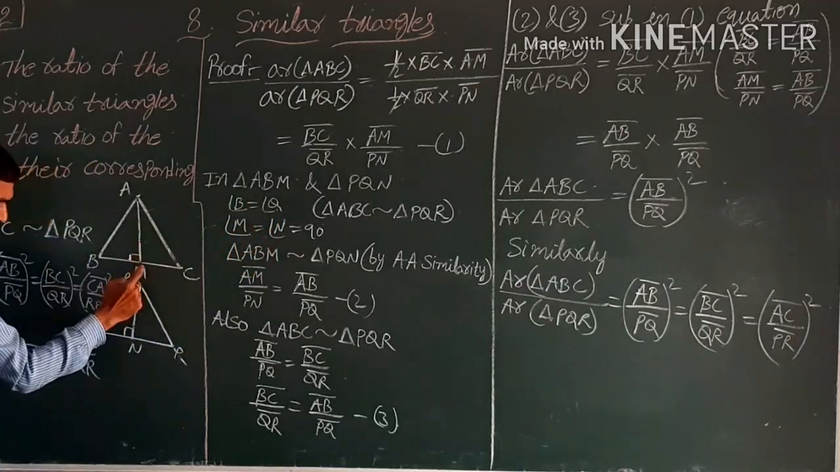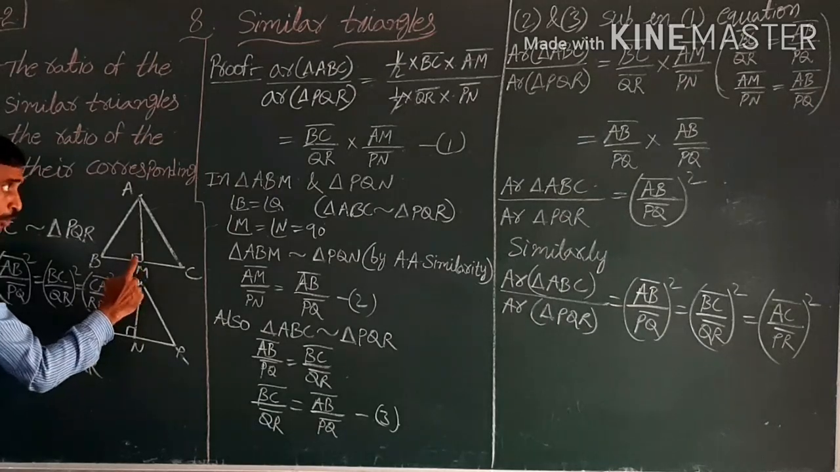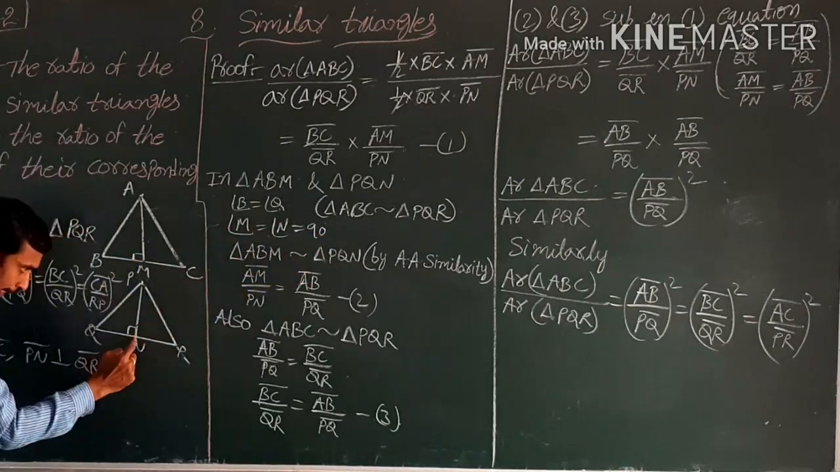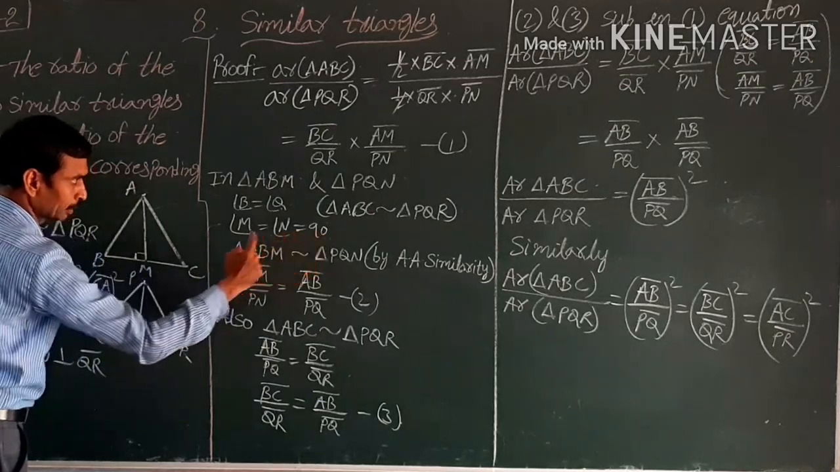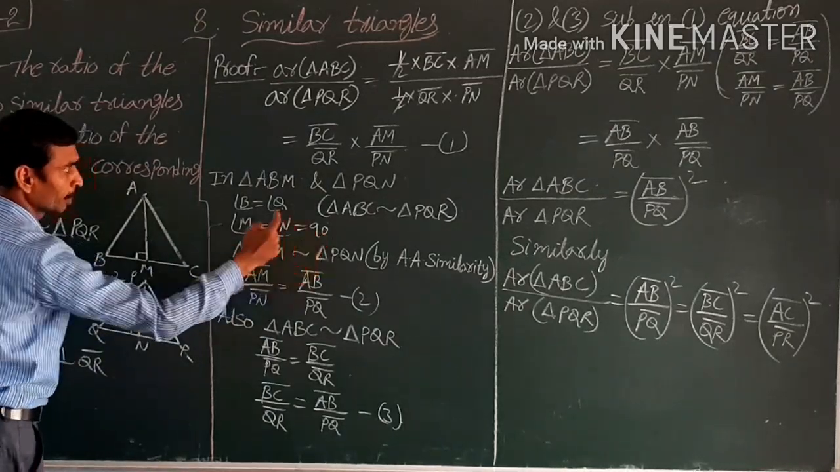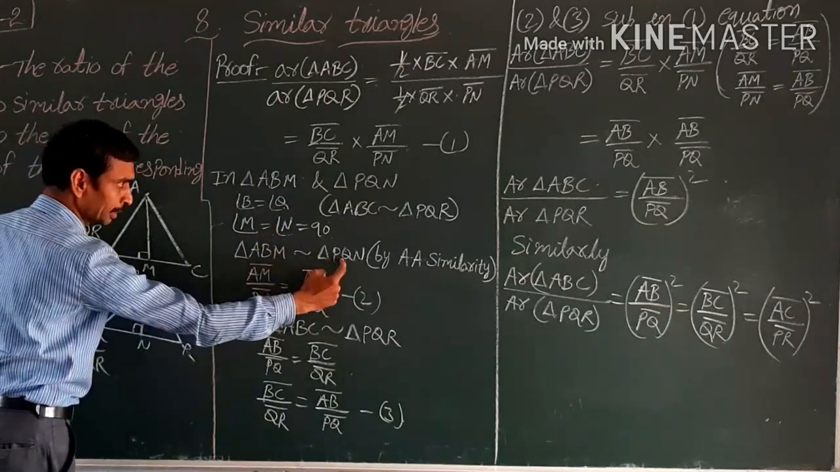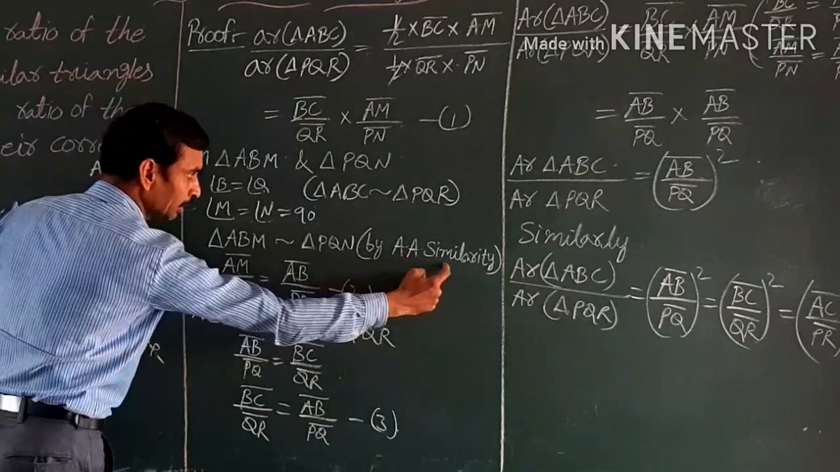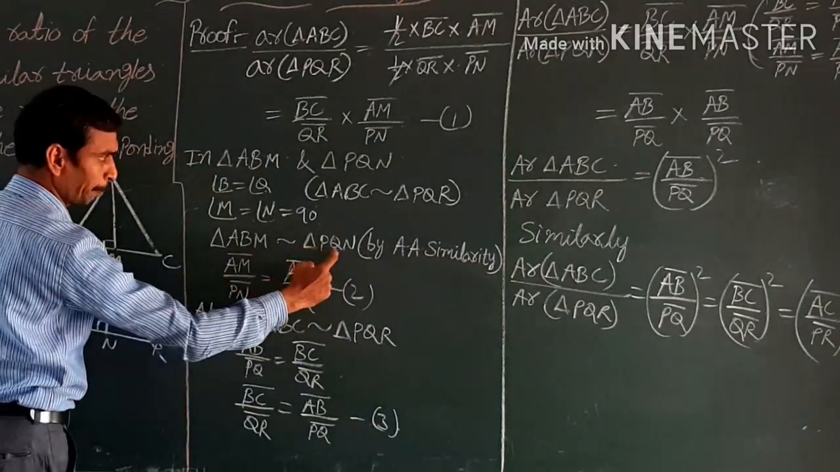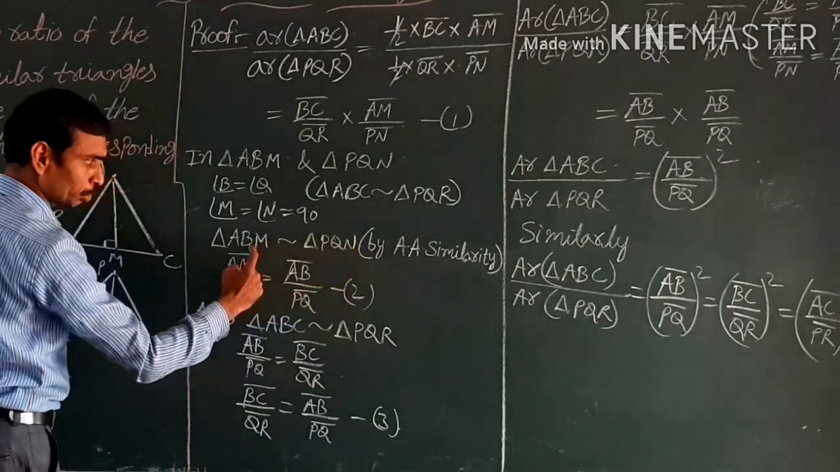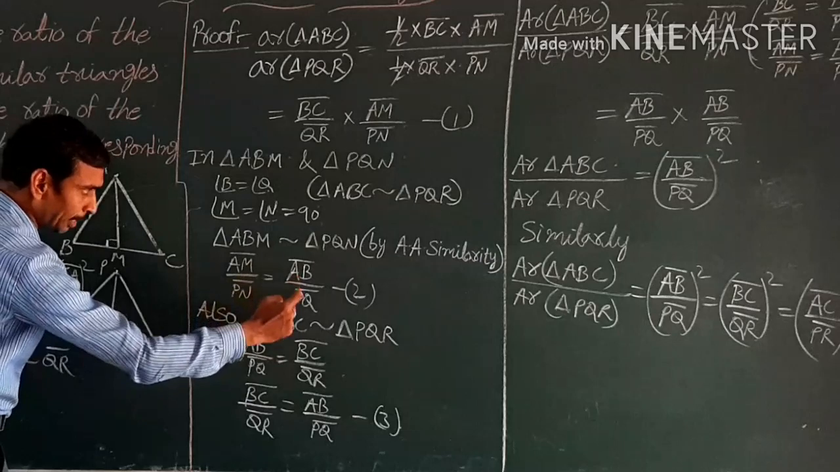Next, here angle M is 90 degrees, a right angle, perpendicular. So angle M is equal to 90 degrees. Here also angle N is perpendicular, 90 degrees. Angle N is equal to 90 degrees. Both are right angles. In the triangles, two angles are equal. These two triangles are similar because of angle similarity. Triangle ABM is similar to triangle PQN.